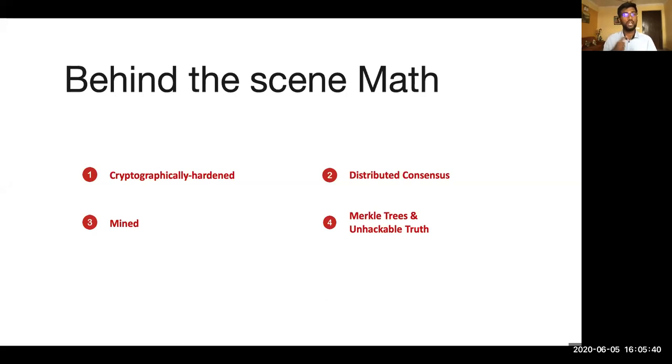You are just using hit and trial to find the answer to a very, very difficult cryptographic problem. And whoever is the first to arrive at the answer, since you really cannot do anything other than just hitting and trying, right?